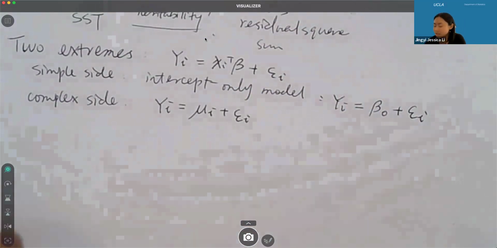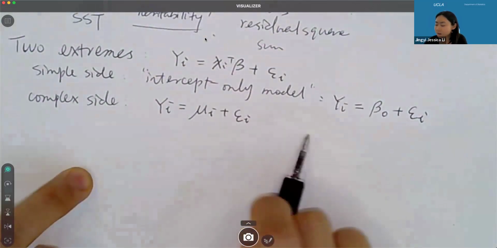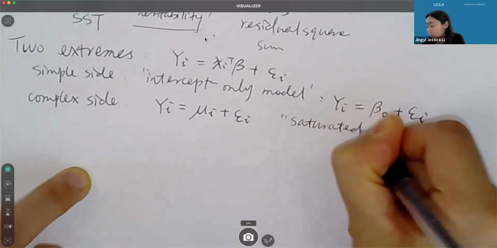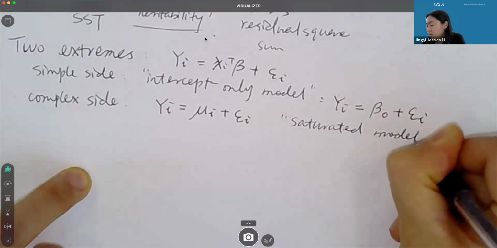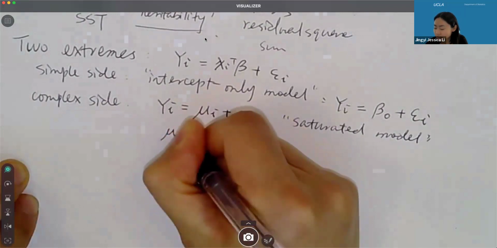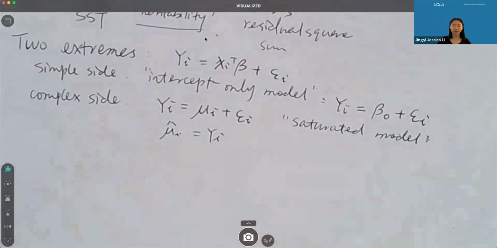So the top one is the intercept only model. The bottom one is called the saturated model, because when you use this model, you can already get perfect prediction for each yi. In this case, you just set mu i hat, your estimate, to yi. Then you get perfect prediction.